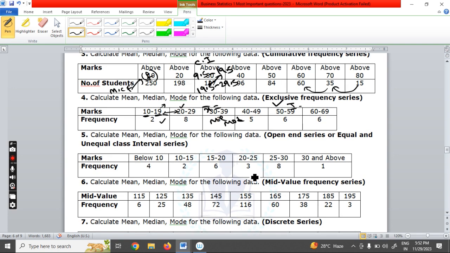Next, come to the question, open-end class interval, also called unequal class interval. Sir, what does that mean? Suppose here below 10 is given and here 30 and above. So from where does it start? What is the gap given here?